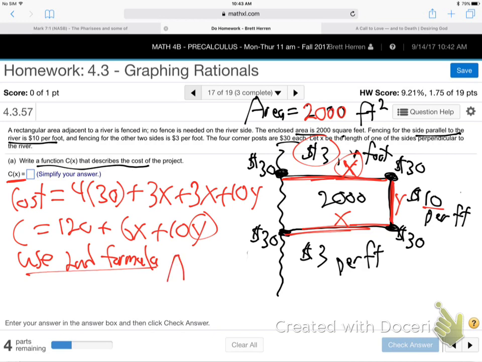The second formula is area is length times width, right? Area for any rectangle. And what is the area? They told us 2,000. And what is the length and the width here? X and y. So 2,000 is x times y, right? One side times the other. Area of a rectangle is one side times the other. So what you can do, you can solve that for y and substitute back in the other equation. Divide by x. So y is 2,000 over x.